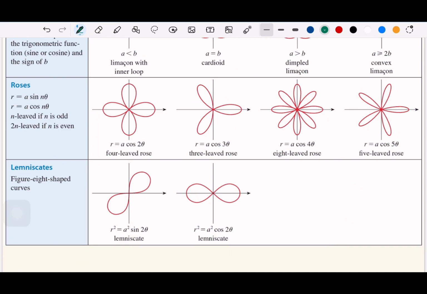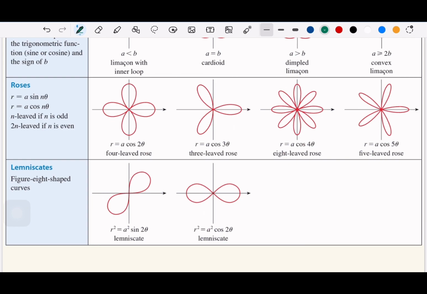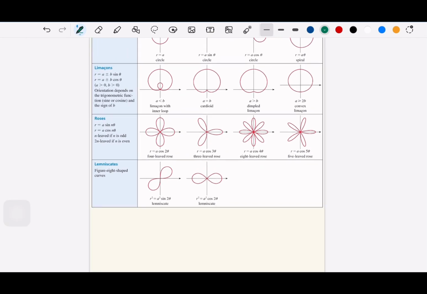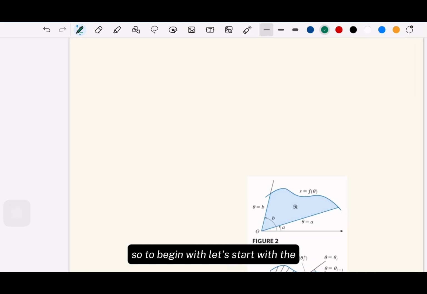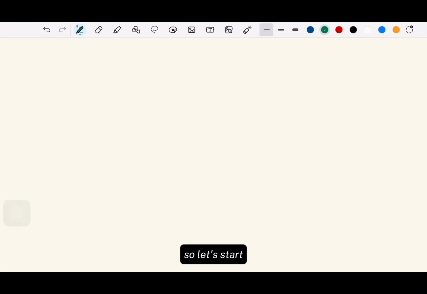Now I would like to move to the calculus part. That's the introduction on polar coordinates and the polar curves. So to begin with, let me write here. I forgot to write the title: calculus in polar.